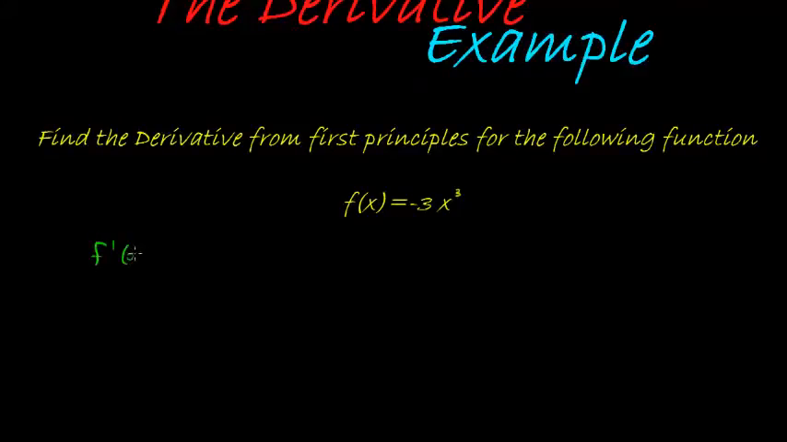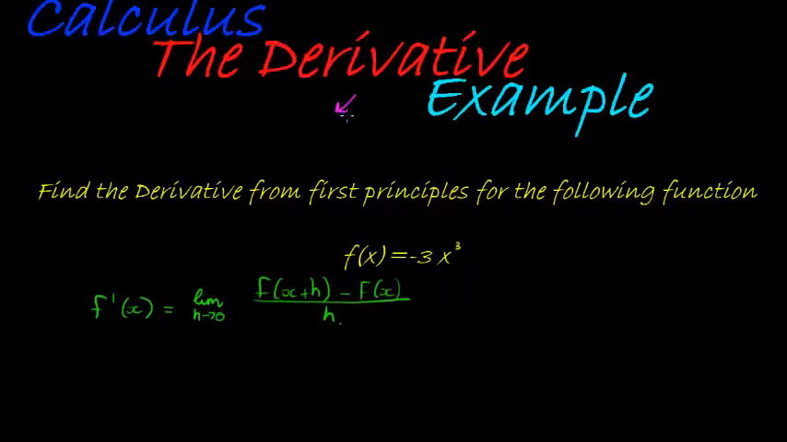And that is from first principles using this formula. The derivative is found by taking the limit of h tending to 0 of f(x plus h) minus f(x) when divided by h. Now it is important to note that the derivative, that's this thing here, is a formula for the gradient.